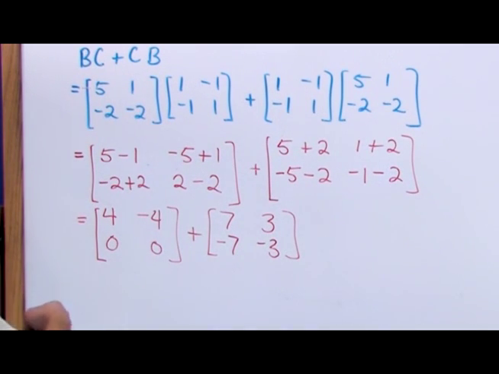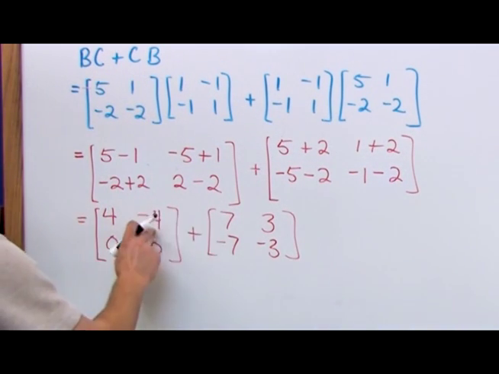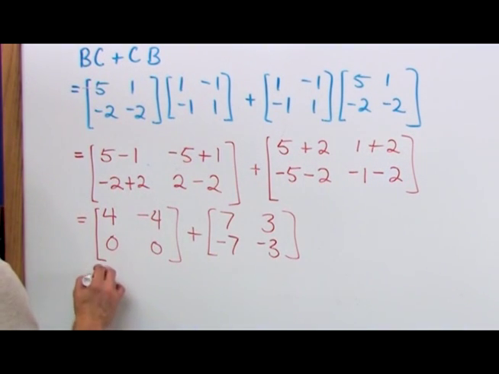Remember back from adding matrices together, you can only add them if they're exactly the same shape and size, which they are. And in that case, you just add corresponding entries. That's all you're doing. Okay?